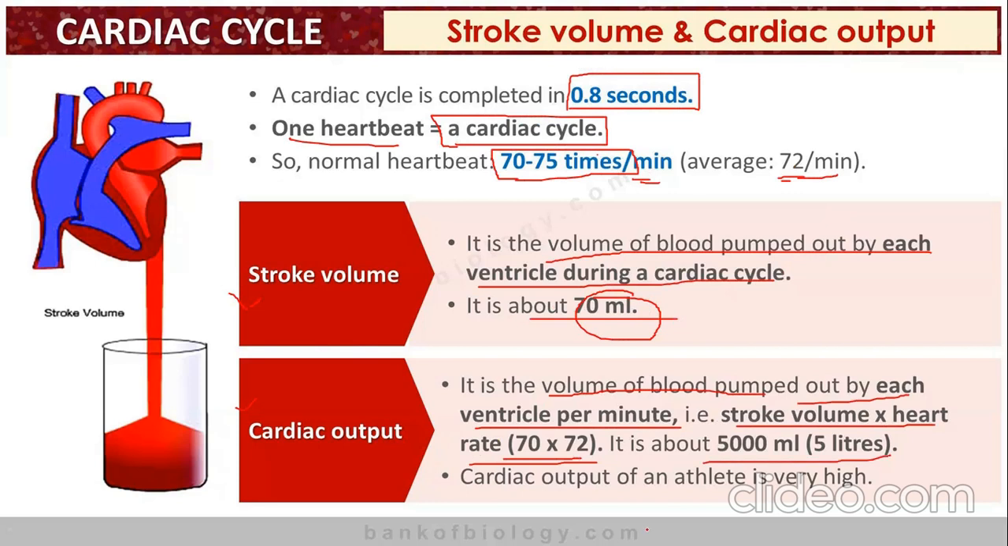The cardiac output of an athlete is very, very high because the amount of energy that he requires for oxygenation is even higher.